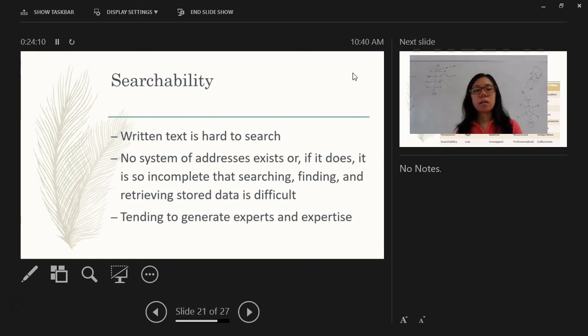Because writing is hard to search, it creates unmapped networks. In these networks, it tends to generate experts and expertise. So it's only experts that could read the manuscripts.